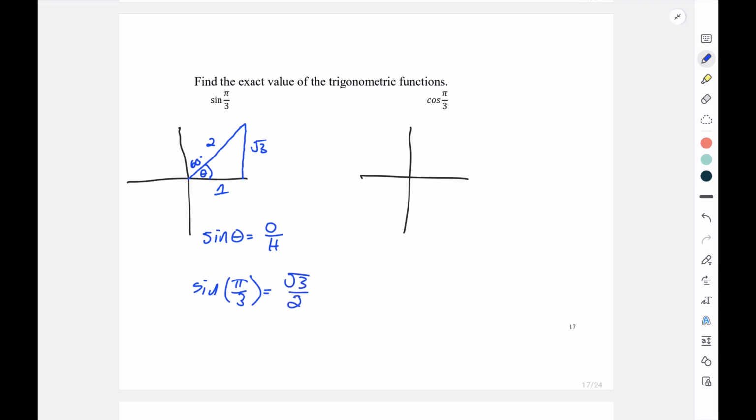So in the next one, we can do a similar process, and we have seen in the last one that pi over 3 is 60 degrees, and we can get our special triangle out of it. For cosine, we know that cosine of theta is equal to adjacent over hypotenuse. And so since we want cosine of pi over 3, if we do adjacent, we're going to have 1, and our hypotenuse is 2, so our answer is 1/2.